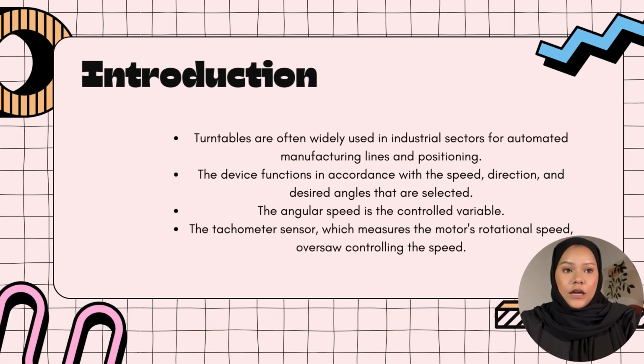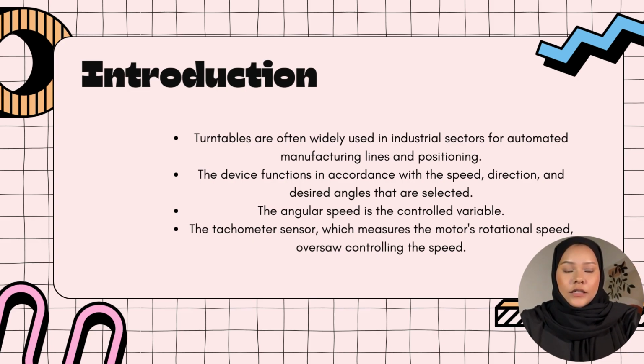Turntables are often widely used in the industrial sector for automated manufacturing lines and positioning. The device functions in accordance with the speed, direction, and desired angle that are selected. Turntables have been used in a variety of applications, including power turntable, pallet turntable, power rotating turntable, and more. In this application, the angular speed is the control variable.